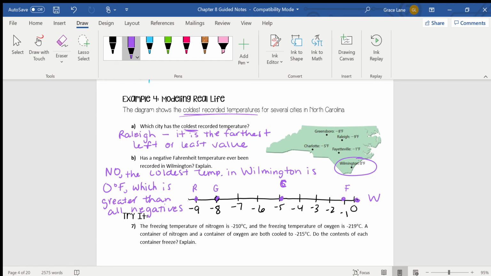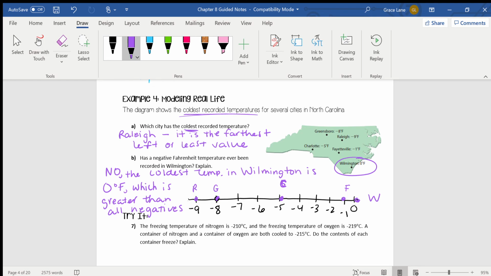Okay, you guys, as you're thinking about this, you can think about your real life. When we talk about having a snow day, we want the temperature to be more in the negatives because that would make it colder. So you guys, try number 7.